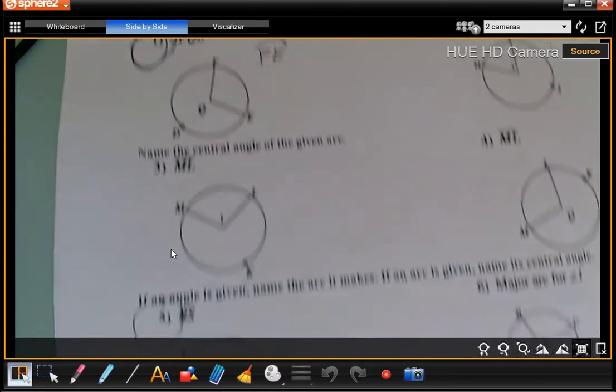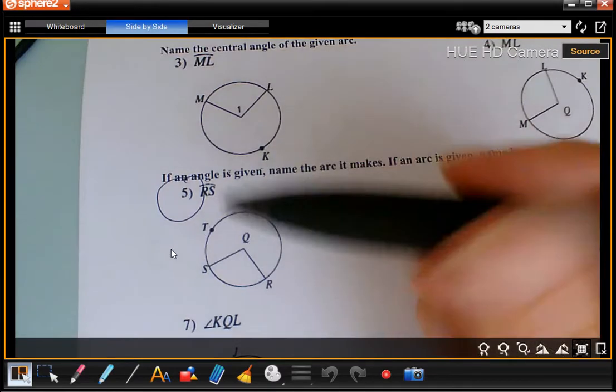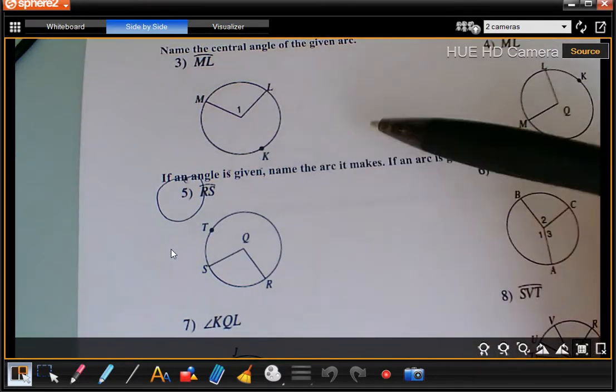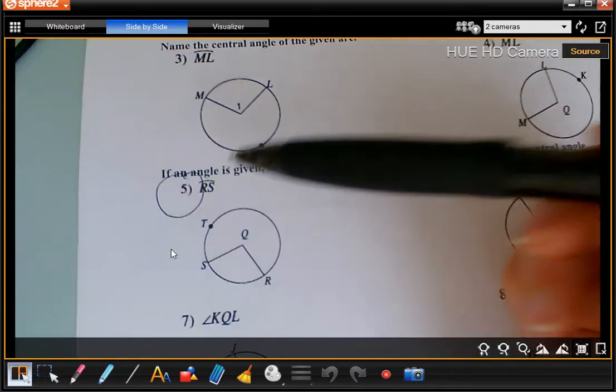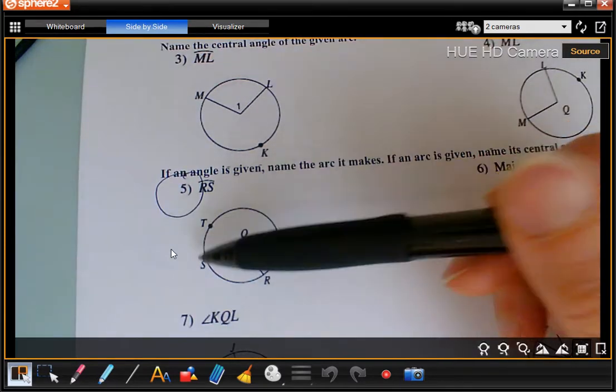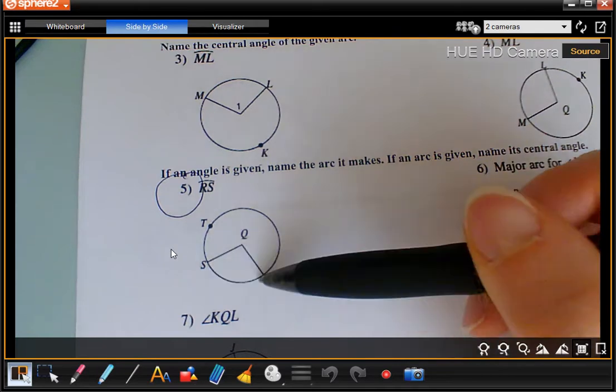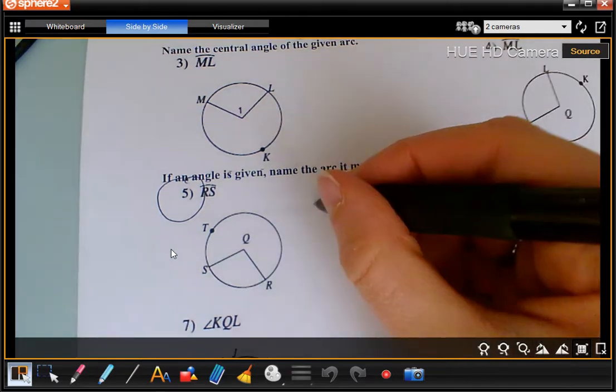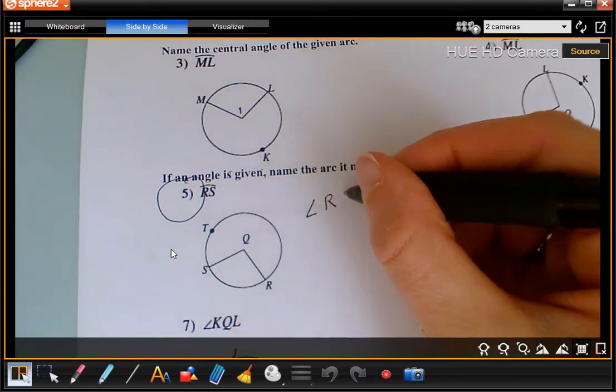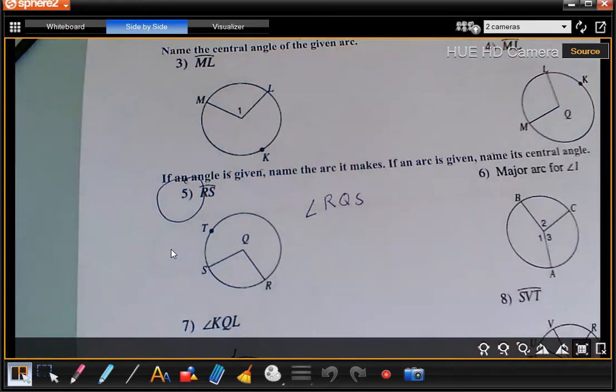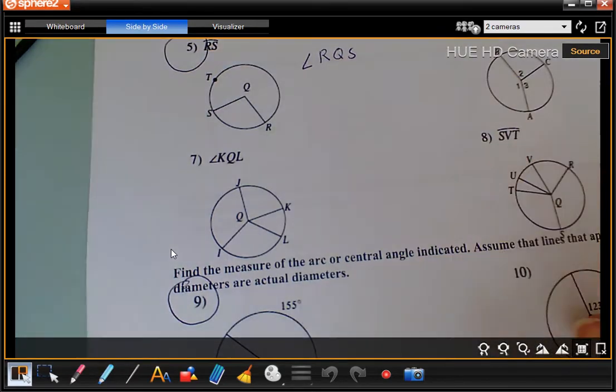Now we're going to look right here at number 5. This is, if an angle is given, name the arc that it makes. We have arc R to S, so the angle would be angle RQS, right there. Pretty straightforward.